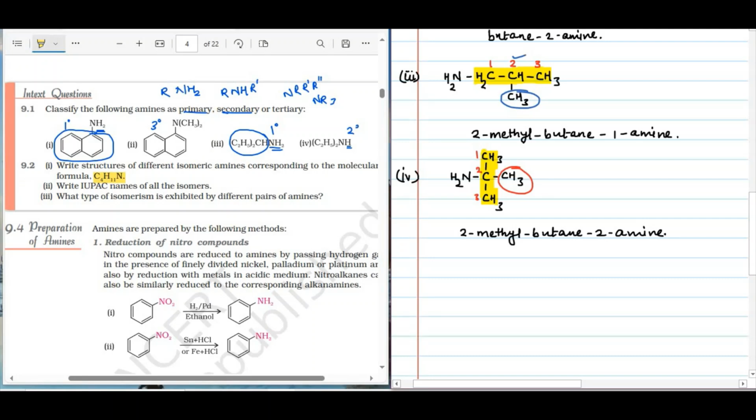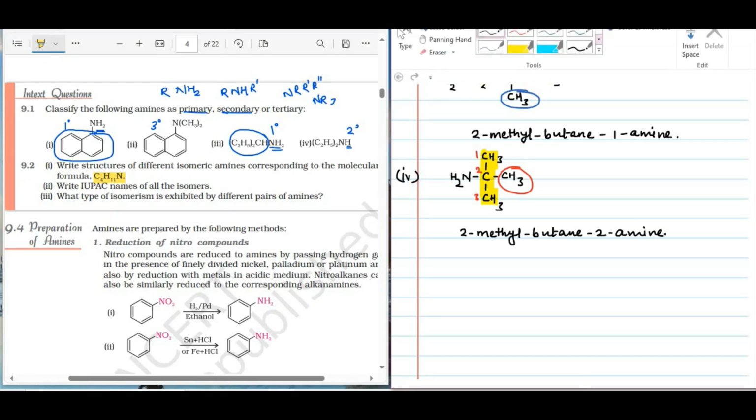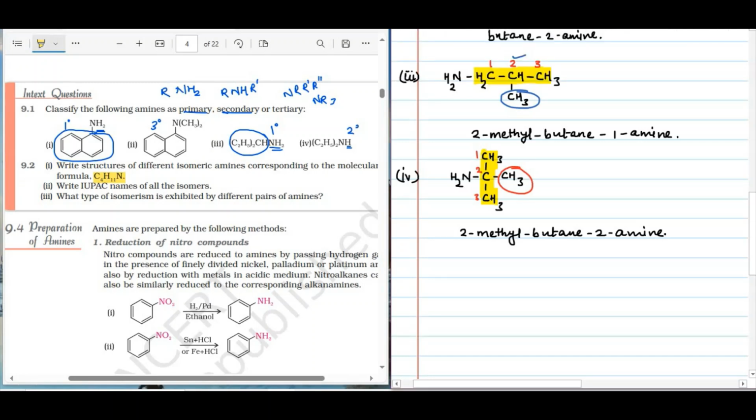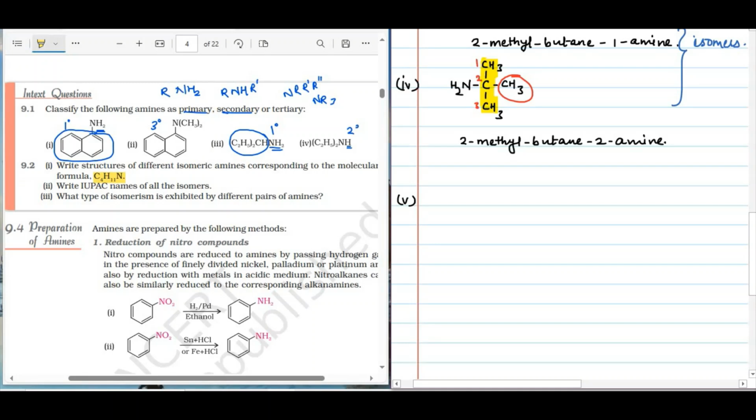In isomer 3 and in isomer 4, there is a change in the chain. So these two are chain isomers of each other. So you can write they are the chain isomers. So another structure. This time we can change the type of amine.